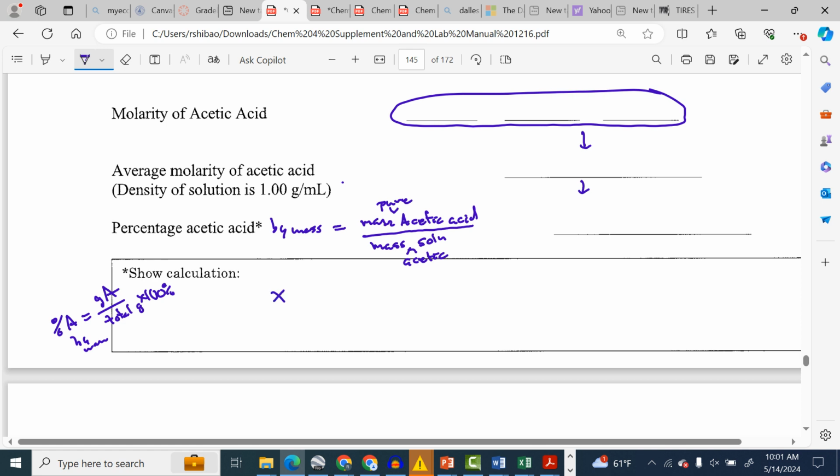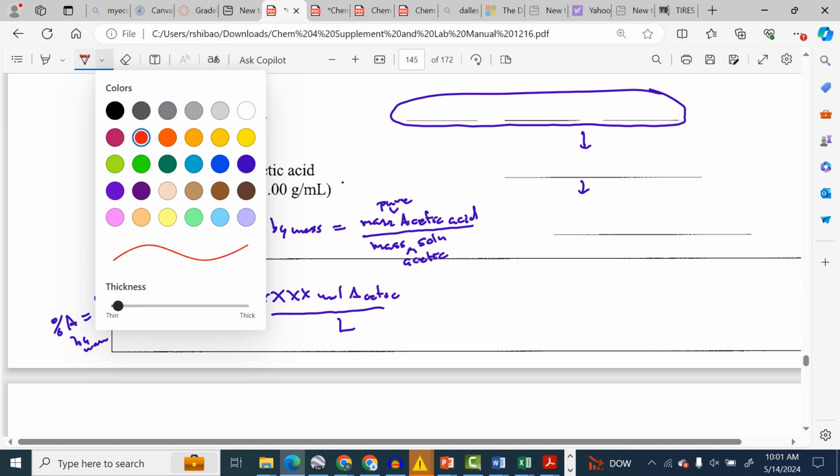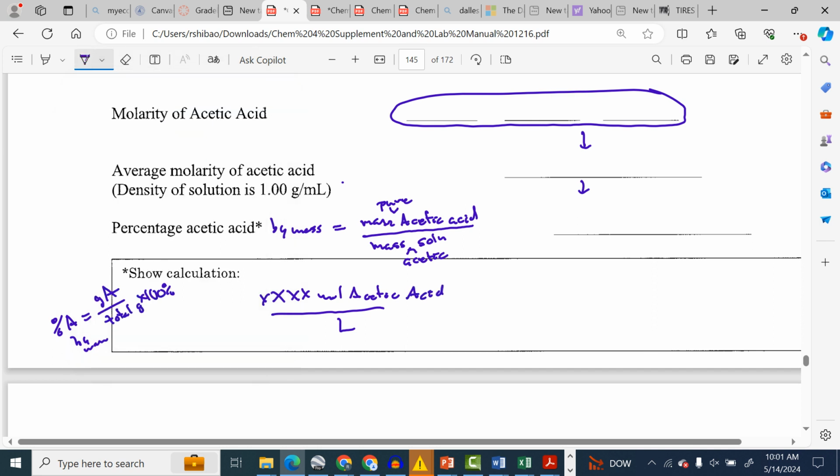So you're going to get whatever, X moles of acetic acid per liter. And so you know how to go from moles to grams, right? What do you use to go from moles to grams? You use, yeah, the molar mass. Not the mole ratio, but the molar mass. So we get grams of pure acetic acid.